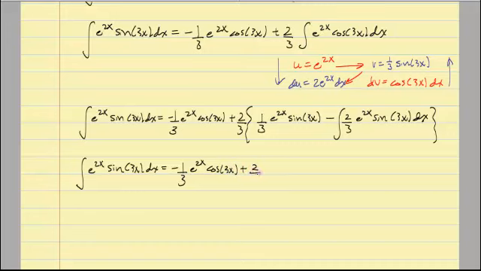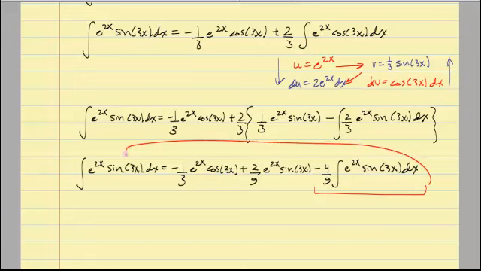Okay, so this is going to give me plus 2/9 e to the 2x sine of 3x. Okay, now this is going to be a minus. Here's our negative. 2/3 times 2/3 is 4/9. Minus 4/9 integral e to the 2x sine of 3x. We still have not solved this integral. So what's going to happen is we're going to take this piece right here, and we're going to move it across the equal sign to combine with this like term. So it's just using algebra to solve.